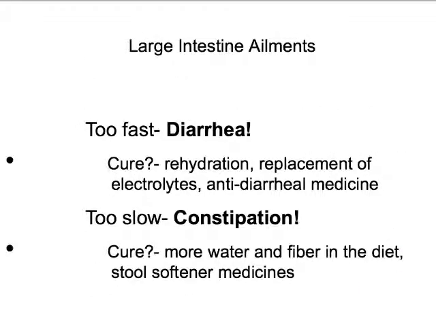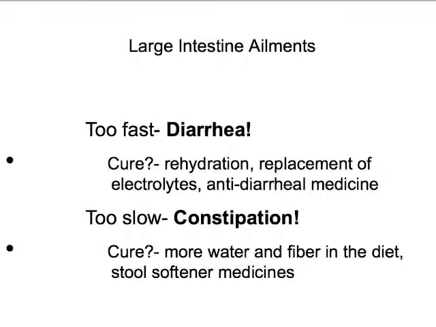All right, so let's talk about some large intestine ailments. We kind of skipped over small intestines. There are ailments that can be in the small intestines, like Crohn's disease and celiac disease and such. But that's for another science class. In large intestines, pretty easy. If you've got an ailment, you either have basically diarrhea or the opposite, constipation.